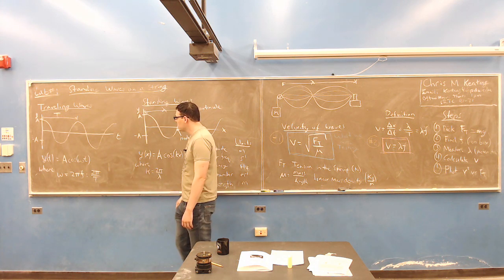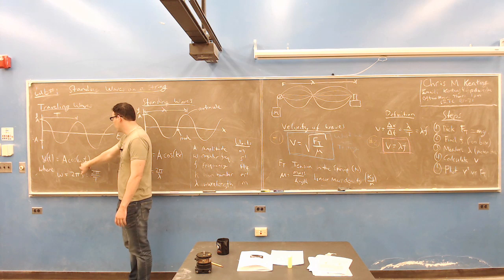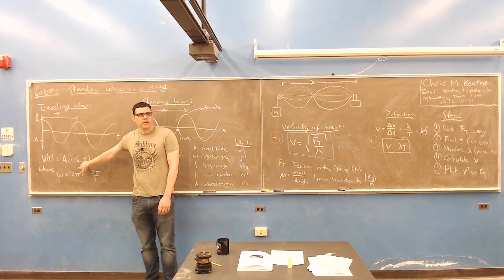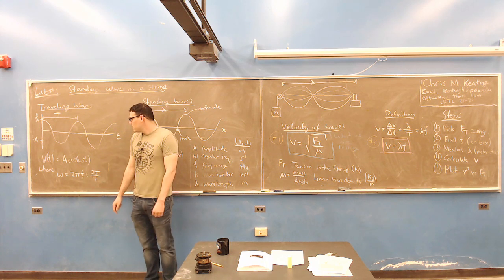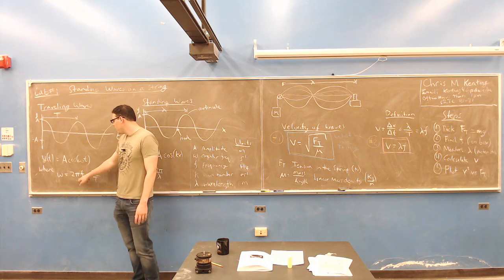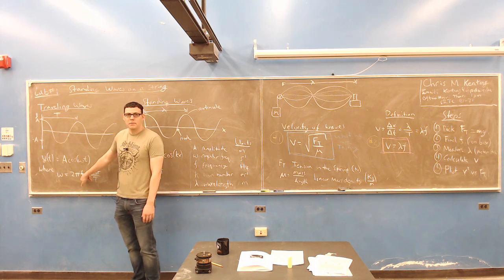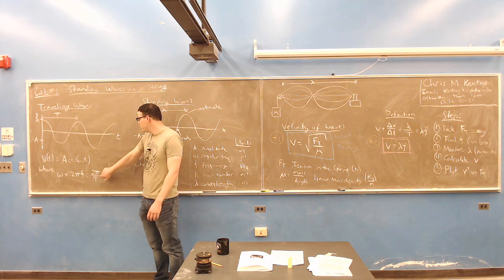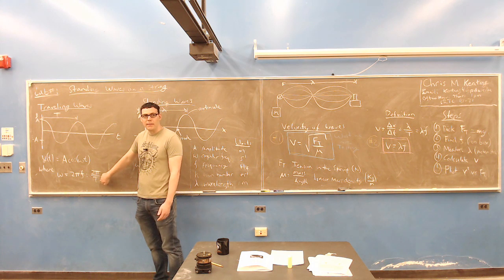The question is, what is omega? This is the Greek letter omega. It's a frequency of sorts, called the angular frequency. It happens to be equal to 2 pi f, and since f is the frequency, which is 1 over the period, we can write it as 2 pi over the period, which is capital T.